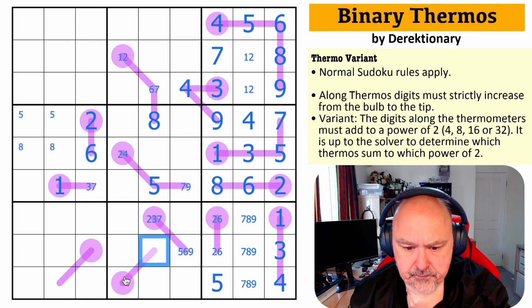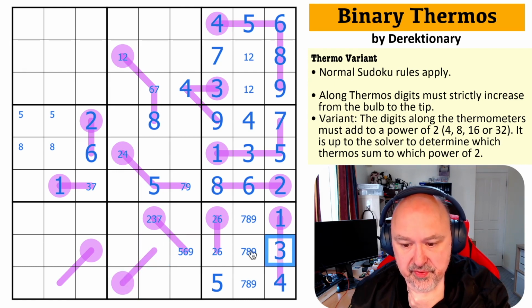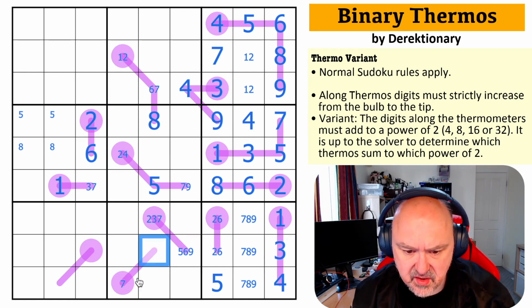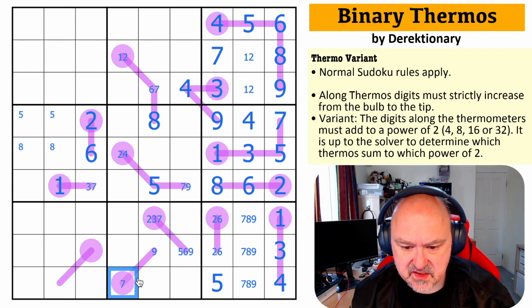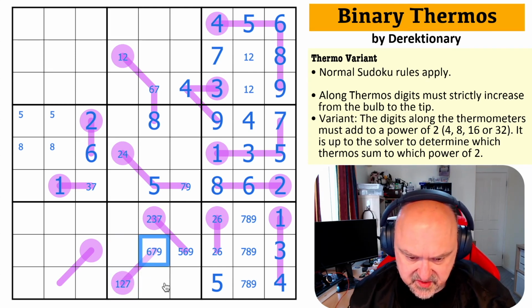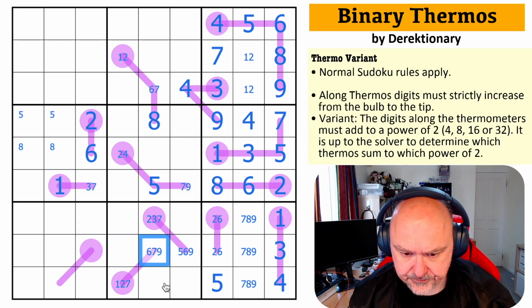This one, this could also be 7, 9, or 1, it can't be 1, 3. So this could be 7, 9. And if it's 8, I could do 1, 7. I could do 2, 6. I could do 3. I can't do 3, 5. So this is 1, 2, 7, 6, 7, 9.